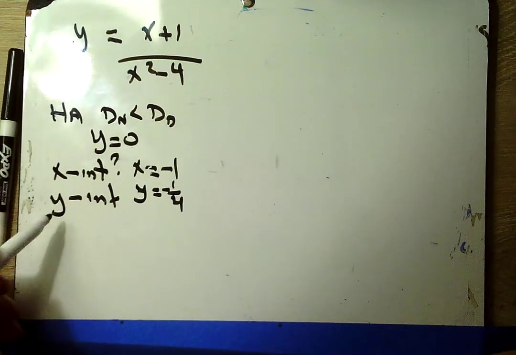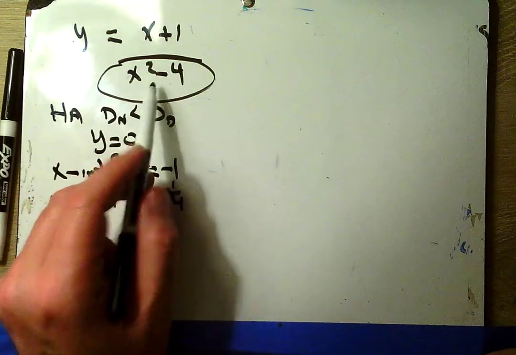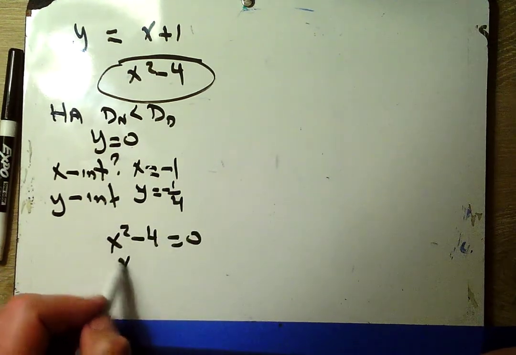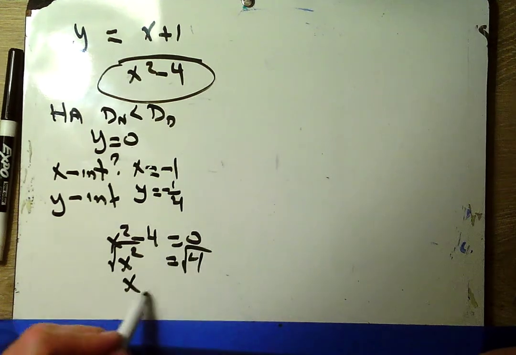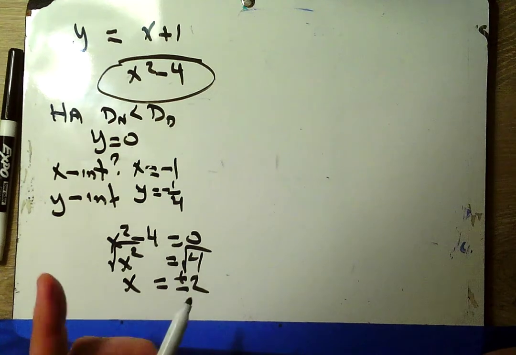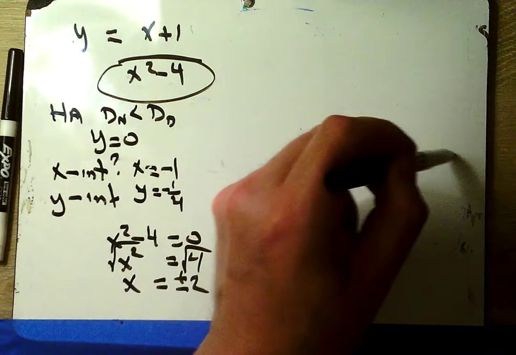And the only thing we still need is the vertical asymptote. Oh, look. x squared minus 4 equals 0. x squared equals 4. And what am I supposed to remember when I take the square root of both sides? Yeah, that plus and minus. So, I've got two vertical asymptotes. Now, what's this going to look like?